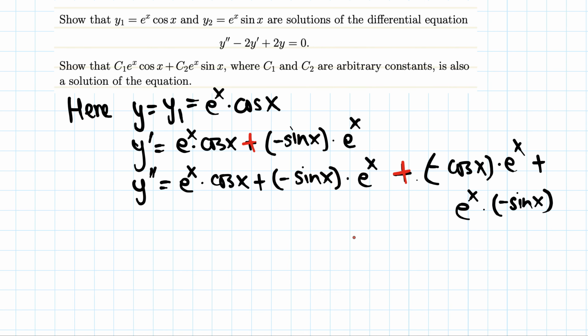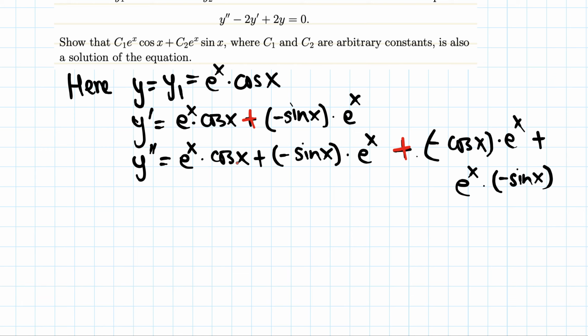If we look closely, e^x cos x is plus and e^x cos x is minus, so we can cancel these two terms. That leaves negative sin x e^x, same thing, negative sin x e^x, so negative 2 copies of e^x sin x.